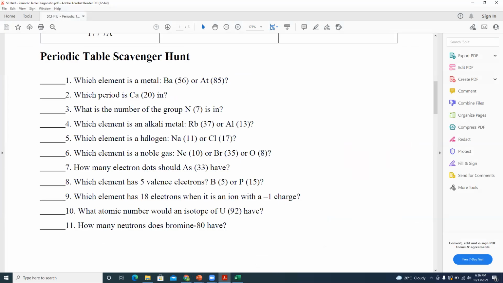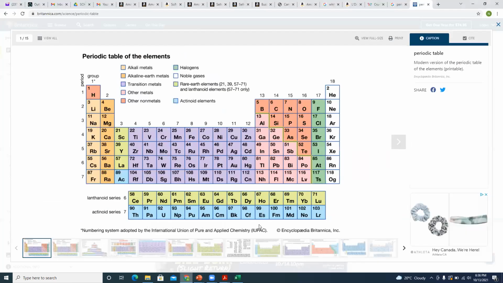So which element is an alkali metal? Is it rubidium number 37 or aluminum number 13? So let's have a look. So rubidium number 37, where is that? Right here. Or is it aluminum number 13? Right here.